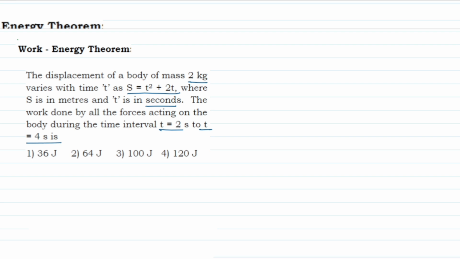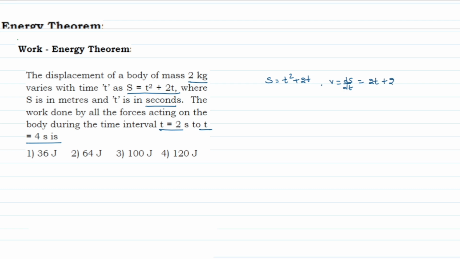So displacement of the particle which is varying with the time is given, s equal to t square plus 2t. Now when you are doing differentiation, the rate of change of displacement, v, is nothing but 2t plus 2.